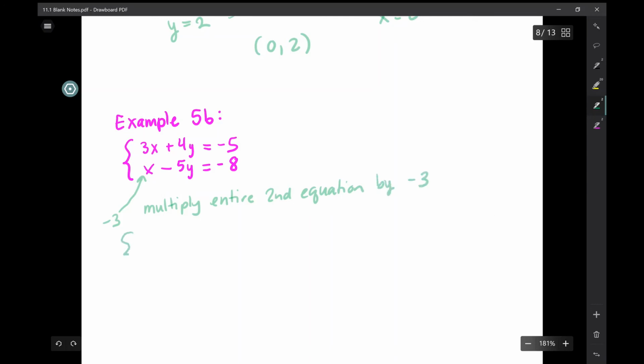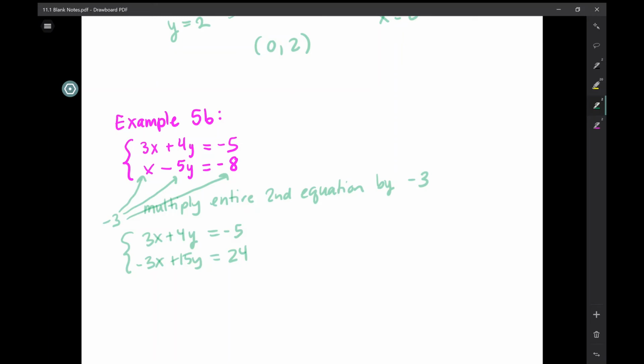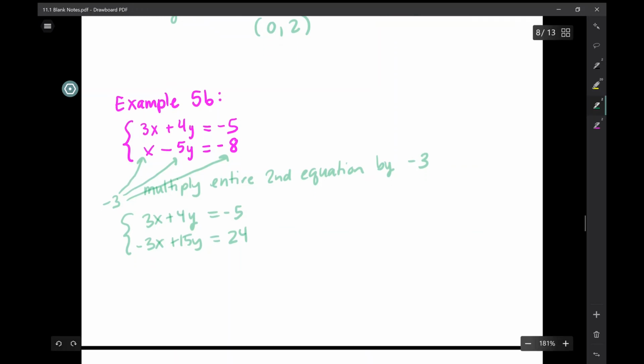So now my system would be 3x plus 4y equals negative 5, and then negative 3x plus 15y equals positive 24. I took negative 3 times all parts of the equation. Negative 3 times x is negative 3x. Negative 3 times negative 5y is 15y. Negative 3 times negative 8 is positive 24. Now, when I add my equations together, the x's drop out, and I get 19y equals negative 5 plus 24, which is 19. Divide both sides by 19, and I get y equals 1.